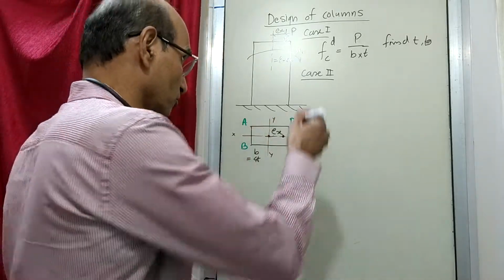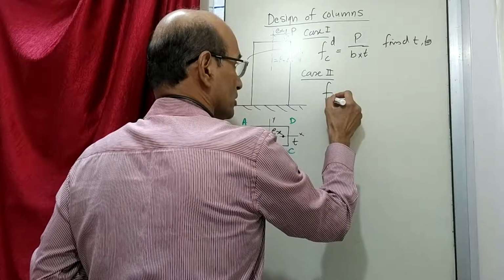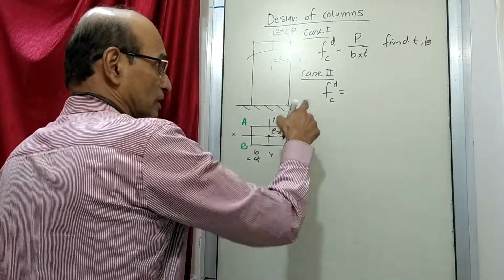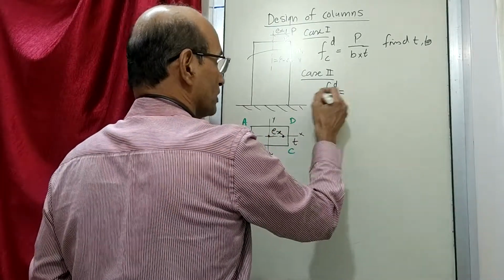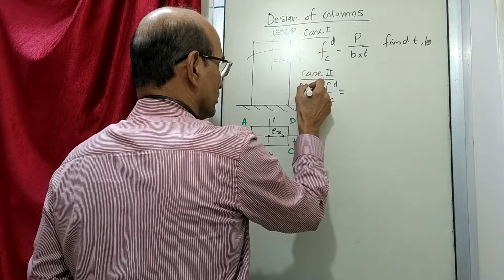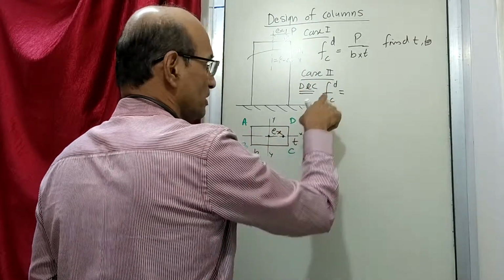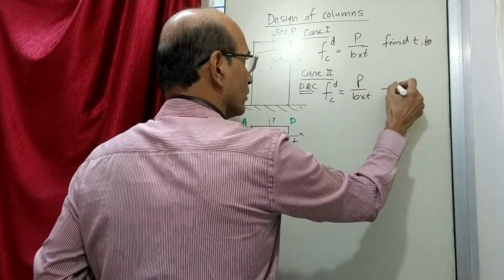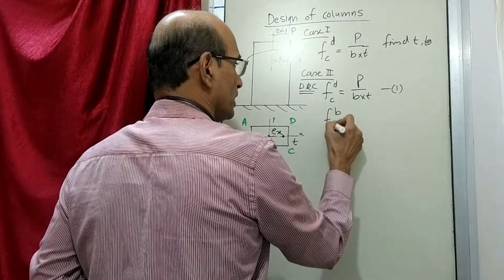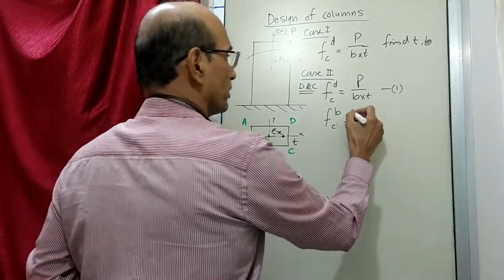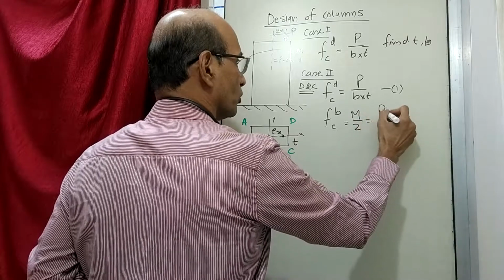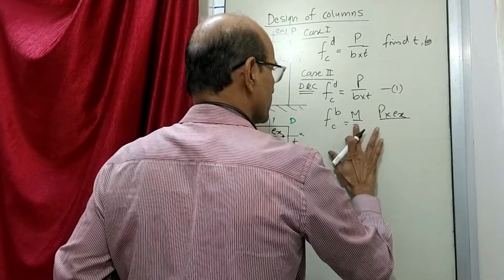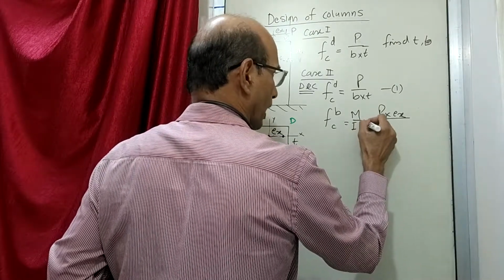So now I'll write here for case 2, if direct stress is compressive. I am writing here, this is for D and C. At D and C, Fc direct, which is compressive, is equal to P divided by B into T, and the bending stress, which is also compressive, will be given by M upon Z, which is equal to P into Ex upon Z. In fact, in this case, I'll write I upon Y instead of Z.